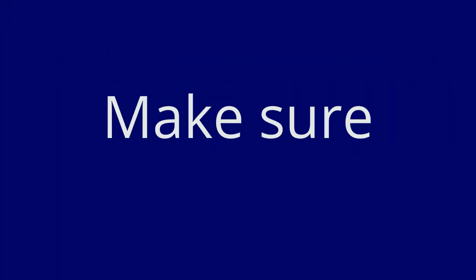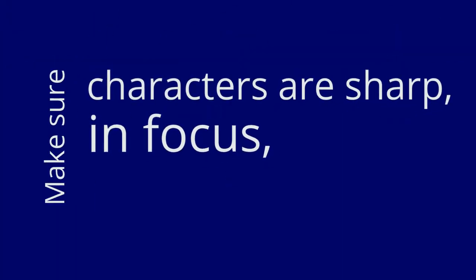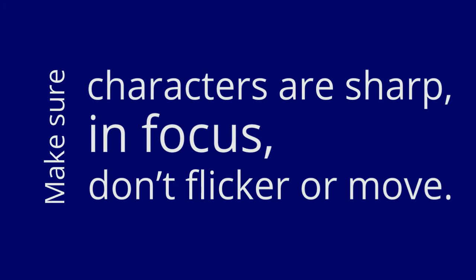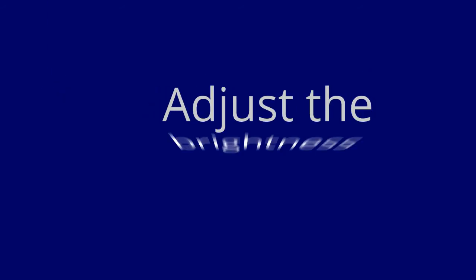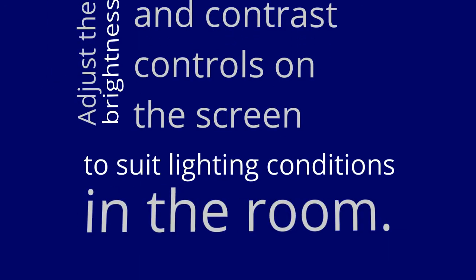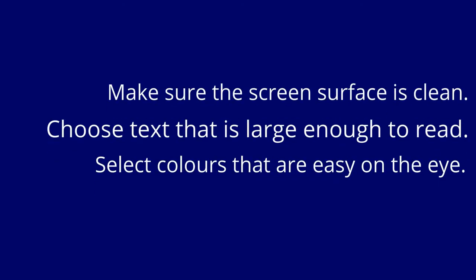Reading the screen. Make sure individual characters on the screen are sharp, in focus and don't flicker or move. If they do, the DSE may need adjustment or replacing. Adjust the brightness and contrast controls on the screen to suit lighting conditions in the room. Make sure the screen surface is clean. When setting up software, choose text that is large enough to read easily on screen when sitting in a normal, comfortable working position. And select colours that are easy on the eye. Avoid red text on a blue background, and vice versa.